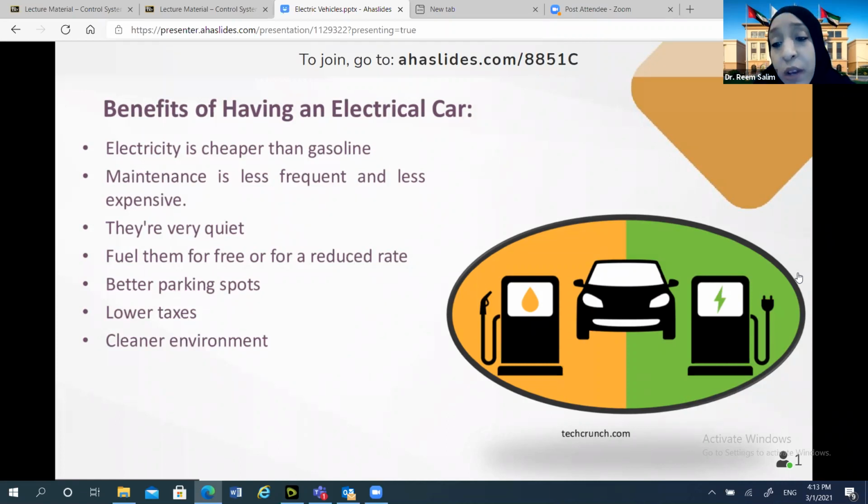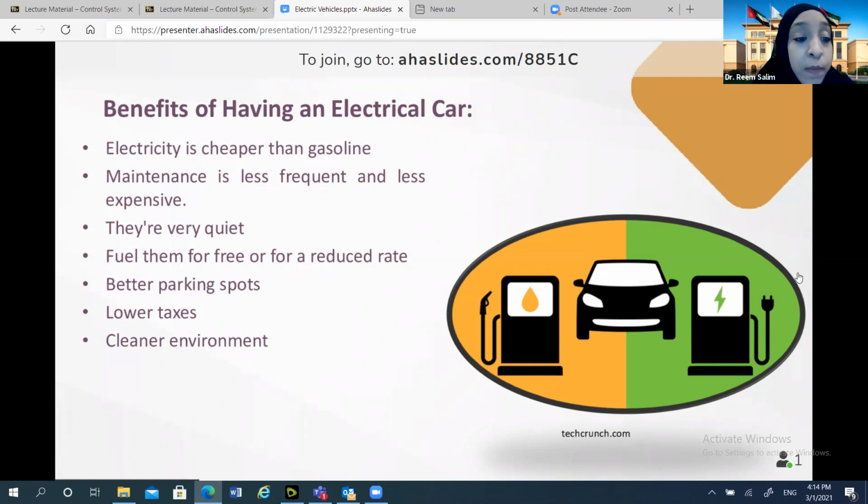You don't require a lot of maintenance for electric cars. However, for fossil fuel cars, you basically need a lot of maintenance. Electricity also is cheaper than gasoline. And in some countries, like here in the UAE, you get to charge your car for free. So if you have a plug-in electric car, you basically charge it for free. In other countries, you get reduced rates for electricity when you have an electric car. So although electricity is mainly cheaper than gasoline, you still get another discount, or you get it for free like here in the UAE.